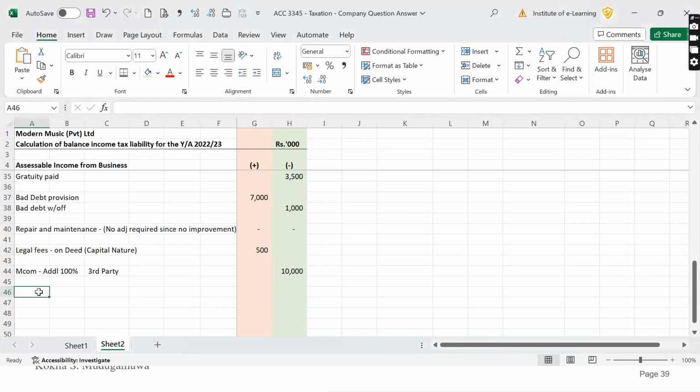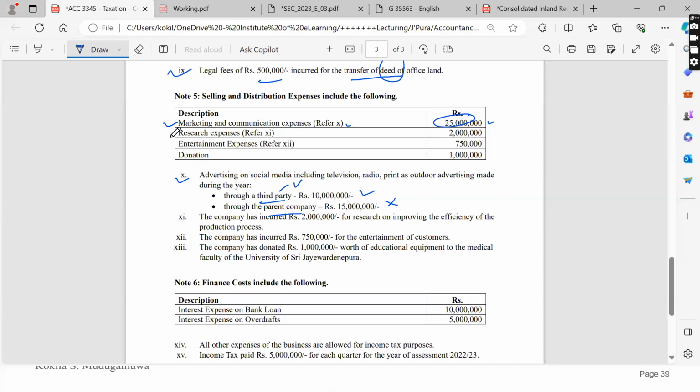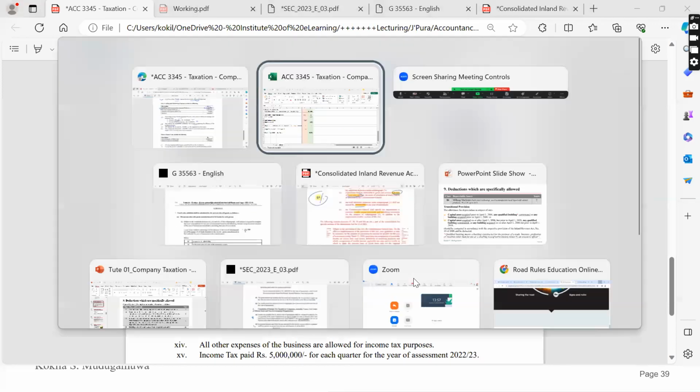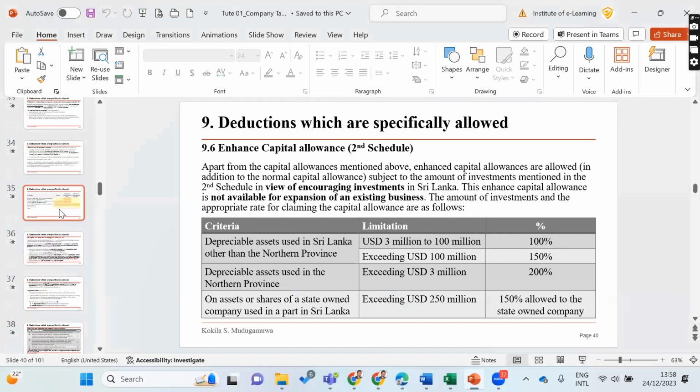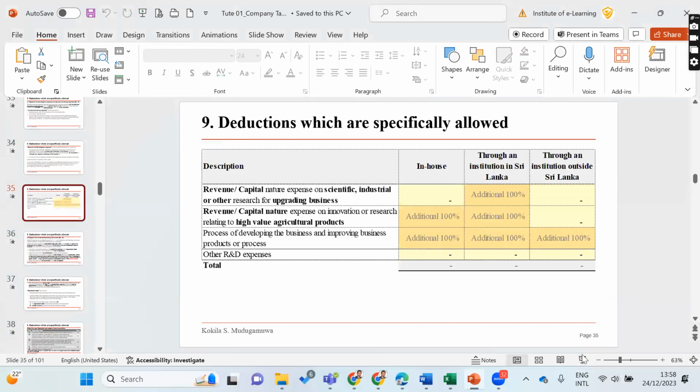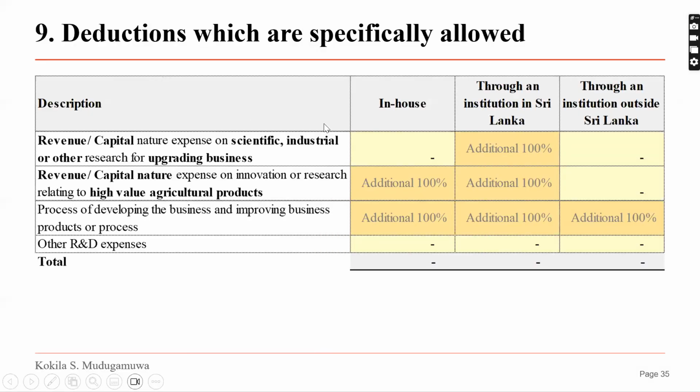Right, 10,000. Then the next one is research and development. Sorry, research expenses. Research and development adjustment, number 11, right? The company has incurred here 2000 on research improving the efficiency of the production process, right? Then if you go to the research and development adjustment, here the research and development you can deduct if it is incurred by any company in-house on capital nature scientific industrial research for upgrading business. If the company itself incurred it, you can't deduct.